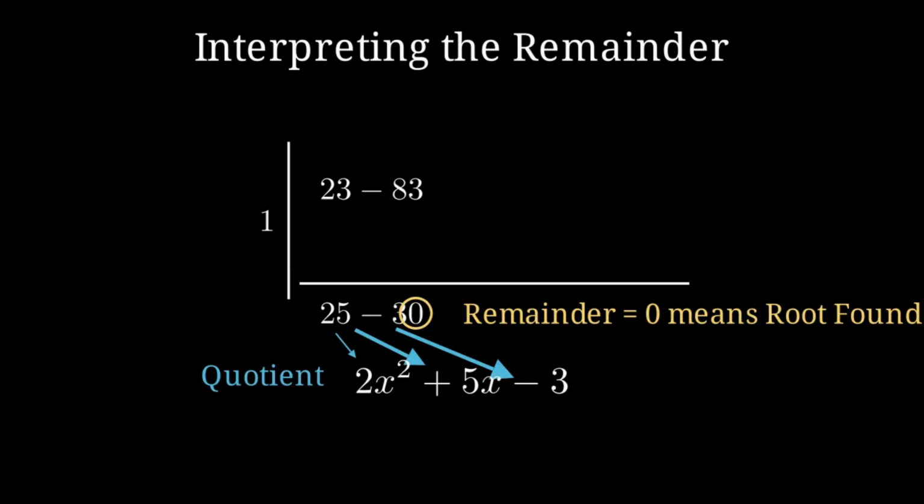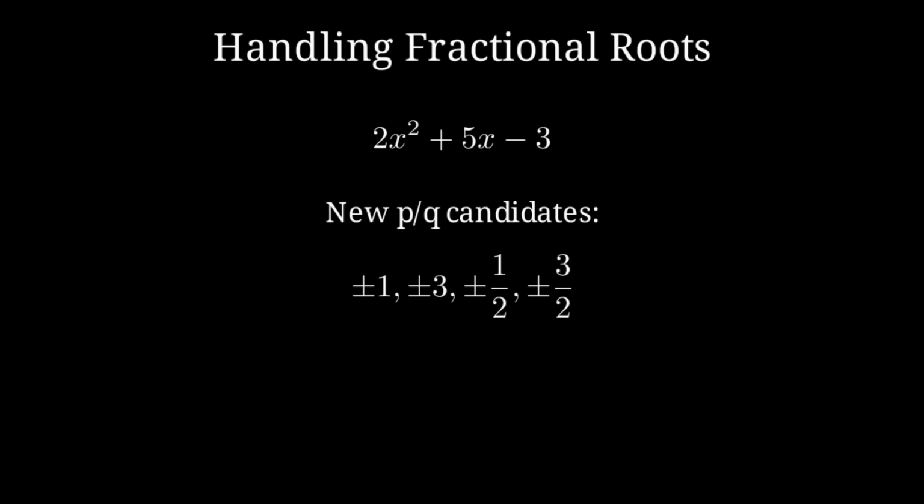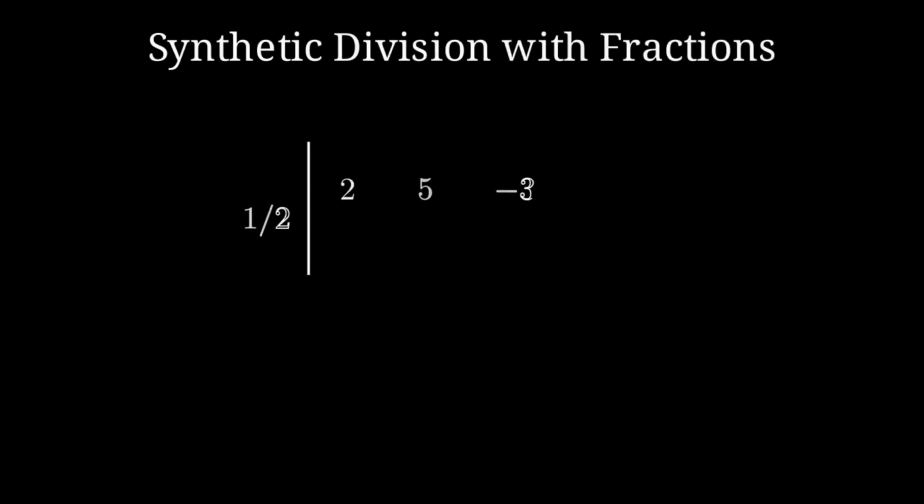The numbers remaining below the line represent the coefficients of a new polynomial that is 1 degree lower than our original. Now we repeat the process for our new quadratic. While we could use the quadratic formula, let's test a fractional root like 1/2 to see how synthetic division handles non-integers efficiently and accurately. Even with fractions, the steps remain the same.